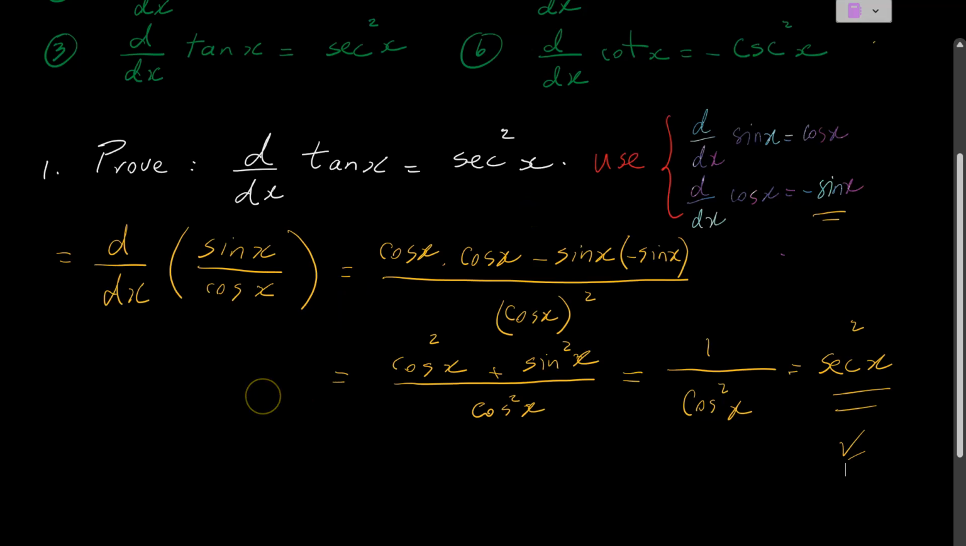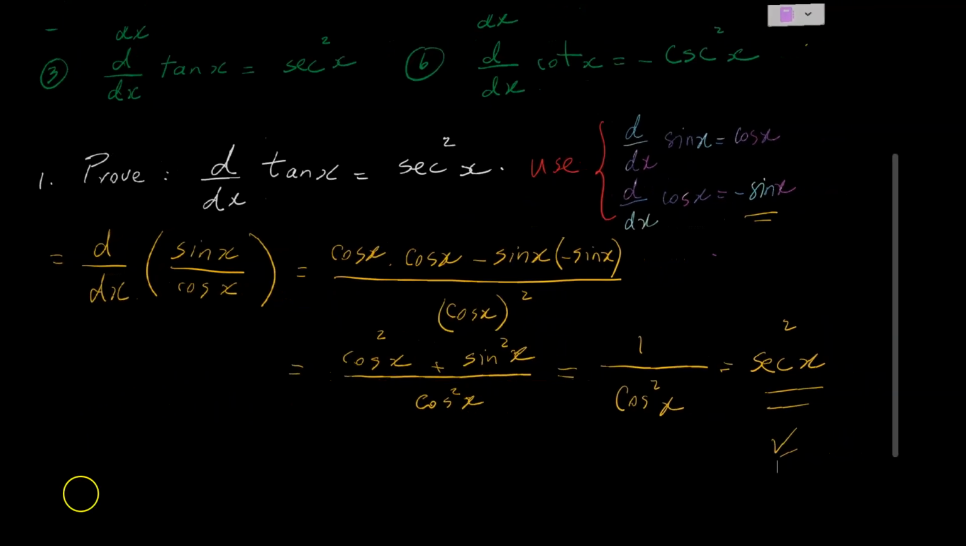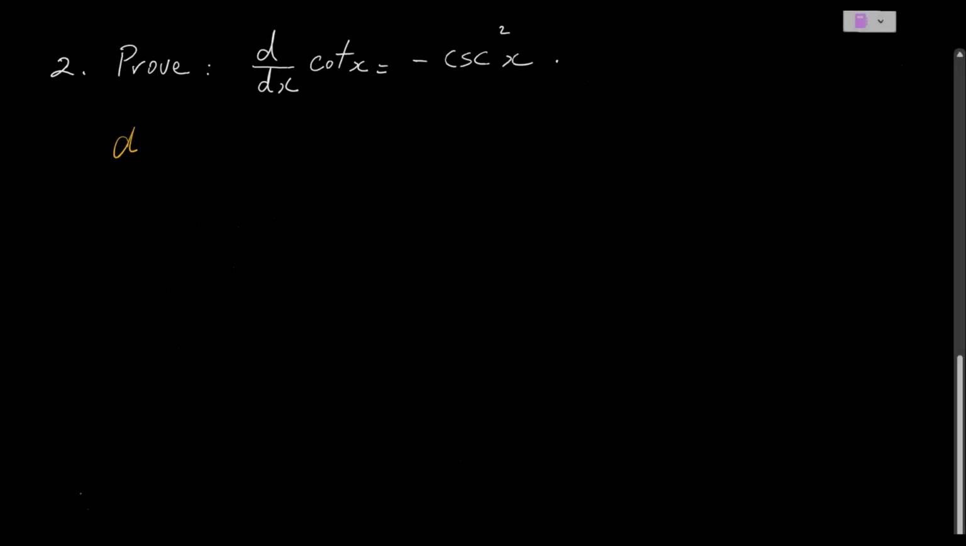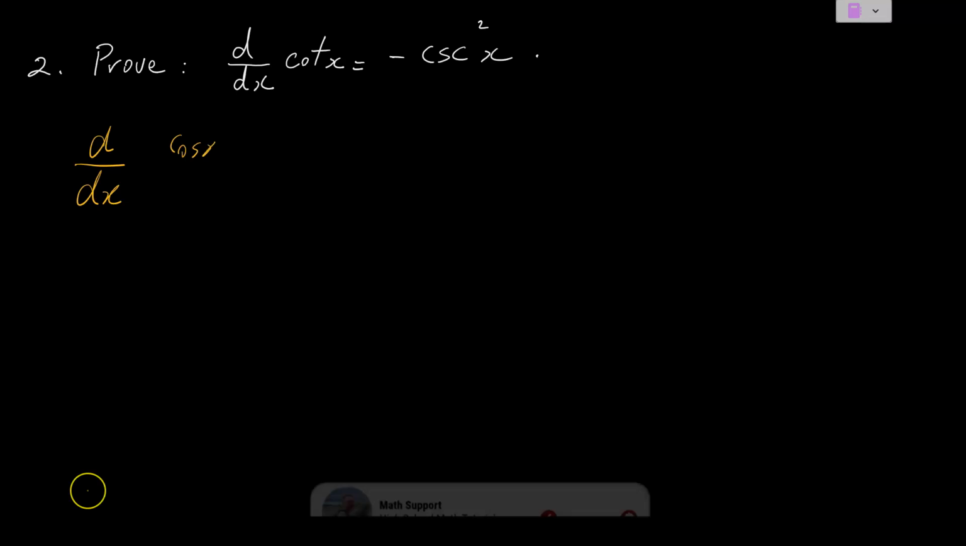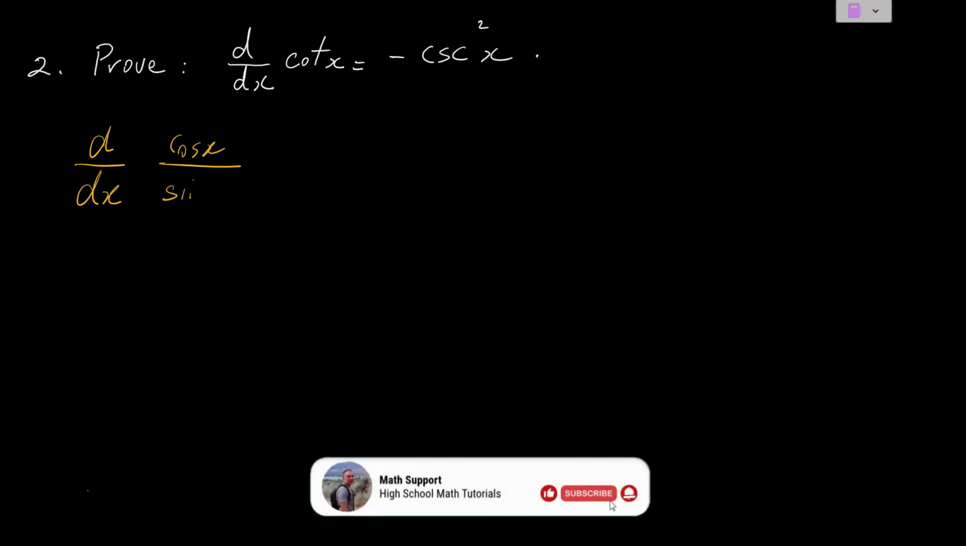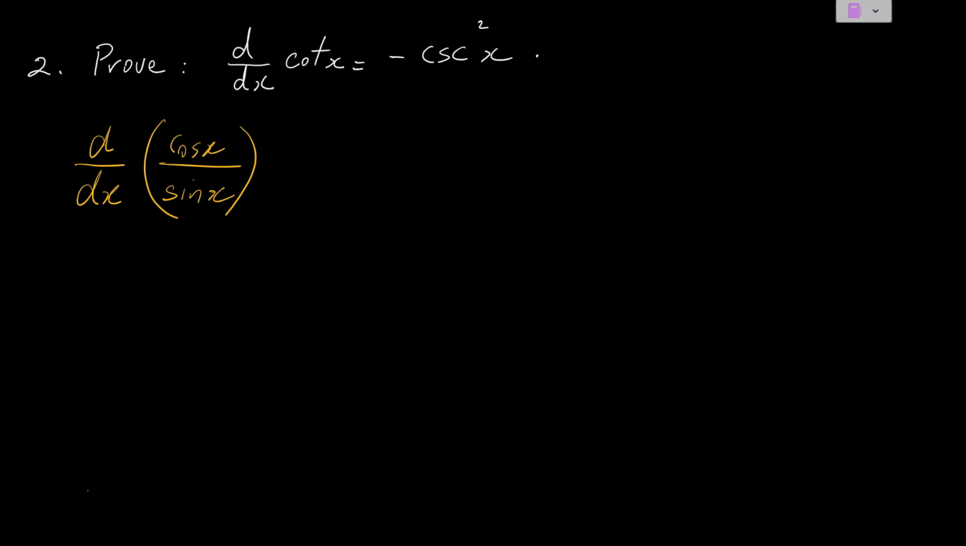Fantastic. Now let's move on to the next question. We're going to do the same thing. We're going to change the cotangent of x into a quotient, so that becomes cos x over sine x this time, because it's the reciprocal of tan x. So now we're going to go ahead and use the quotient rule again.